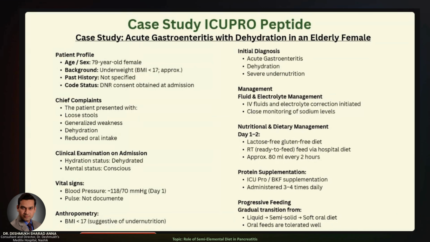Management started with IV fluids, electrolyte corrections, monitoring of sodium level, and nutritional and dietary management. On day 1, a lactose-free, gluten-free diet was initiated, an RT was inserted, and ready-to-feed formula was started at 80 ml every 2 hourly. Protein supplementation with ICU-Pro was started, administered 3-4 times daily. With progressive feeding, she gradually transitioned from liquid to semi-solid, soft diet, and oral feeds were tolerated well.